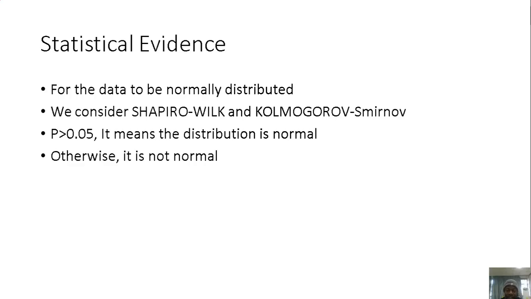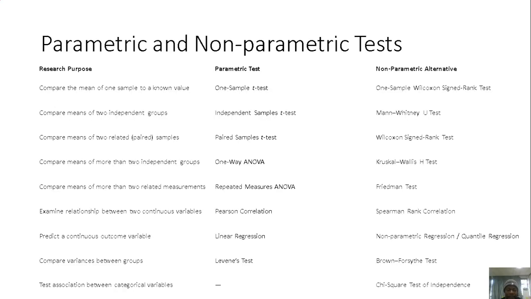So the next question is, if the data is normally distributed, which statistical tests are best for you? And if the data is not normally distributed, which statistical tests are best for you? Now, these are the various tests. If you want to compare the mean of the data to a particular value, and the data is normally distributed, you use the one sample t-test. If the data is not normally distributed, you use the Wilcoxon signed rank test.